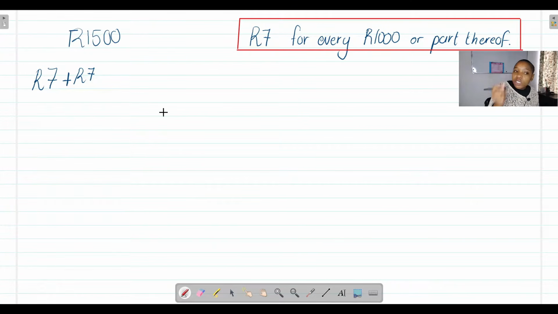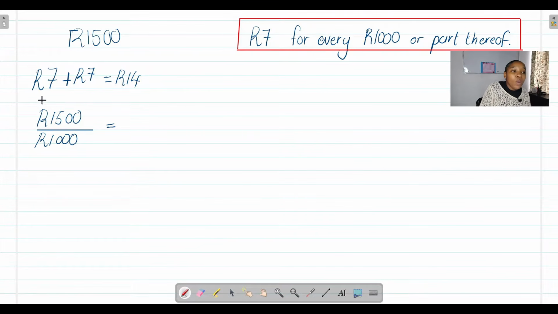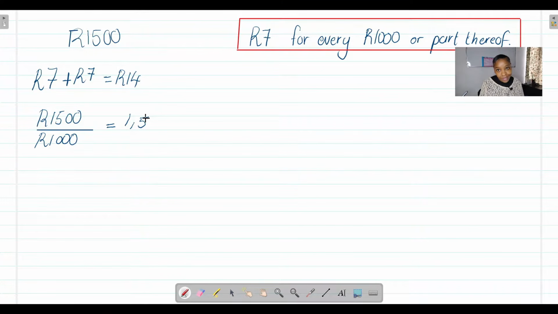Now, here's a quick way that you can apply this when you're using calculations. You're going to take that 1,500 Rand and divide it by 1,000, because you want to determine how many 1,000 Rands you are going to be charged for. So if you take 1,500 divided by 1,000, you get 1.5 thousands.